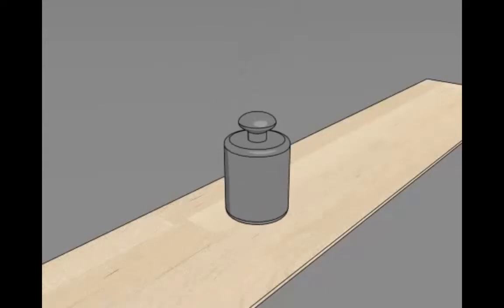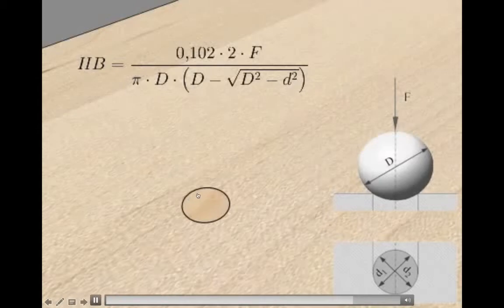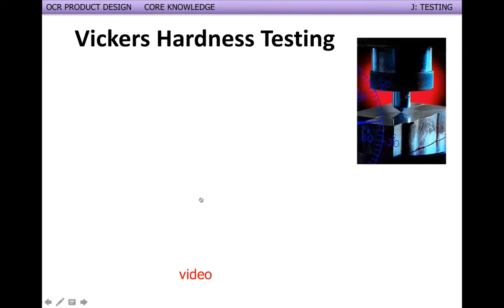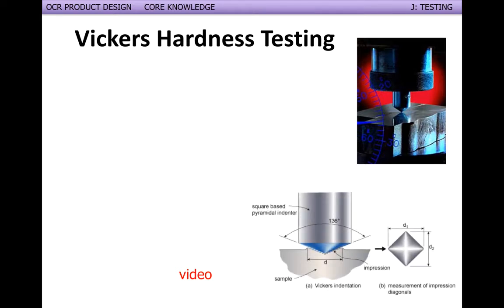Okay, so you push that into the material, and hey presto, you're left with a little dint there which you can work out. However, if you've got a really hard material, you can't push that little ball bearing into it. Okay, if you push a stainless steel ball bearing into a piece of stainless steel, it'll do nothing. So this is where you need to do something called a Vickers hardness test.